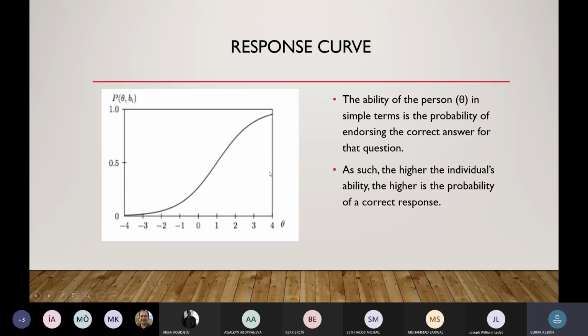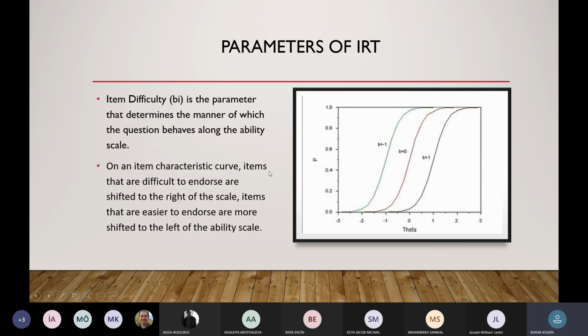We have different parameters in item response theory. The first parameter is item difficulty, which is shown as b_i. It is a parameter that determines how questions behave along the ability scale. On an item characteristic curve, like you see in the example, items that are difficult to endorse are shifted to the right of the scale, since students with a high theta value, high ability, will answer harder questions more easily and correctly.